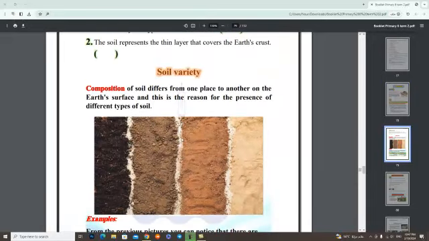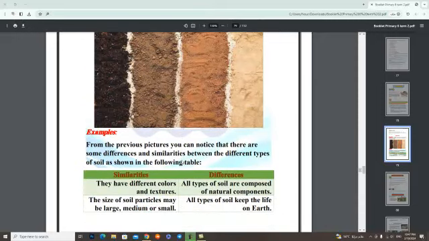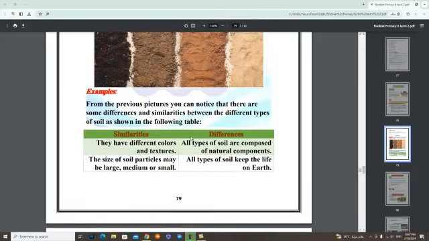Soil variety. Composition of soil differs from one place to another on the Earth's surface, and this is the reason for the presence of different types of soils. But what are their examples? From the previous pictures, you can notice that there are some differences and similarities between the different types of soil as shown in the following table.